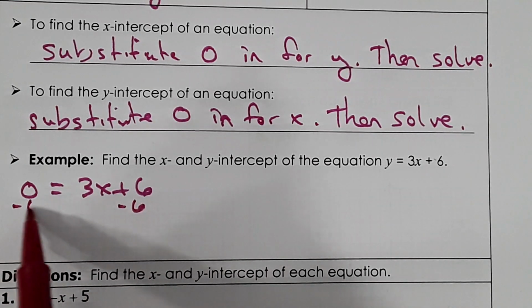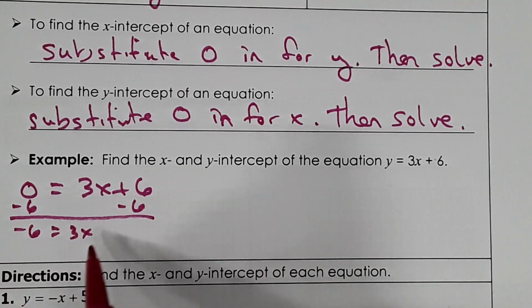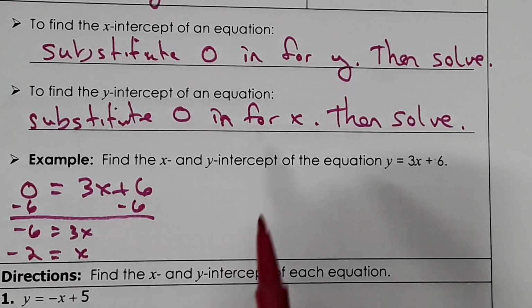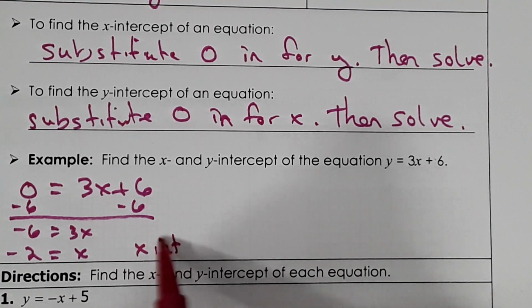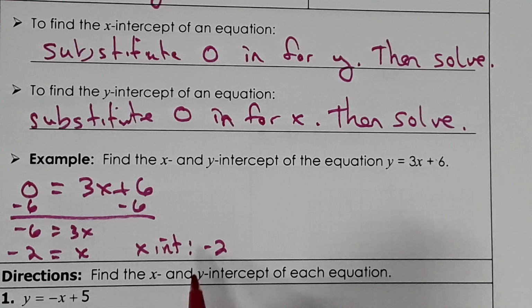Two-step equation, I'm going to take away 6 from both sides. So I've got negative 6 equals 3x. And then when I divide both sides by 3, I get x equals negative 2. This is my x-intercept. So my x-intercept is negative 2. So if I was to graph it, it would cross the x-axis at negative 2.